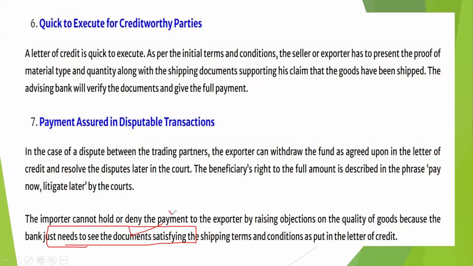So the bank has to make the payment to the exporter, and the bank has no concern with the quality of goods, whether it is good or bad, whether all the quantity has come or not. So the bank is not bothered about that. The bank is bothered about the documents, and the documents should satisfy the shipping terms and conditions of the letter of credit, and on that basis the bank will make the payment.